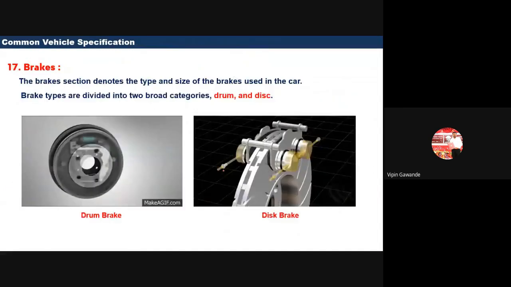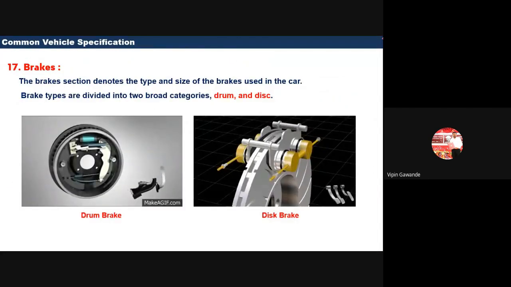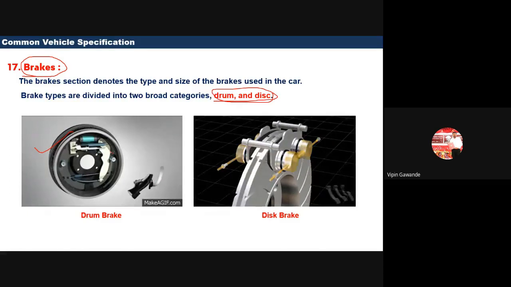Then the next very important specification is what? Brakes. Which types of brakes are there in the car we are purchasing? The brakes are generally of drum and disc type. Drum brake means the drum expands when you press the brake, and this stops the rim of the vehicle, and the brakes are applied.